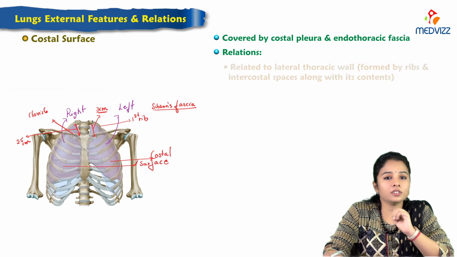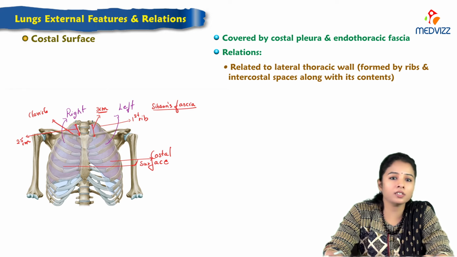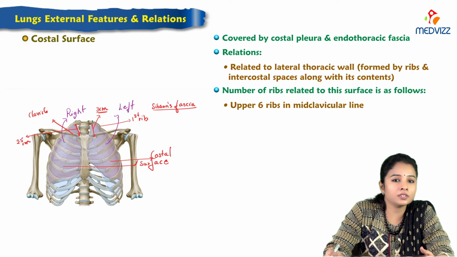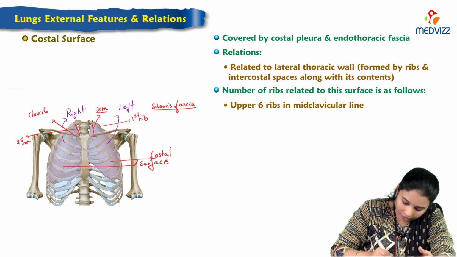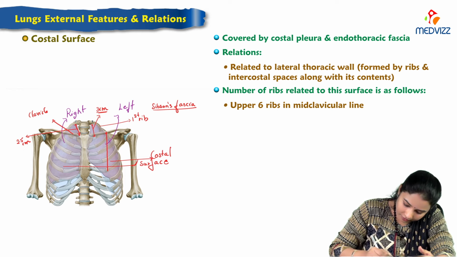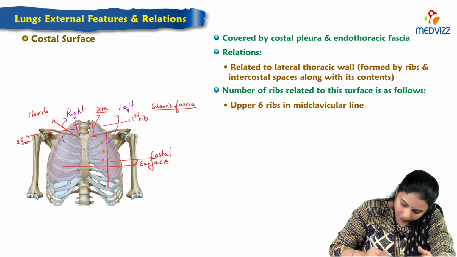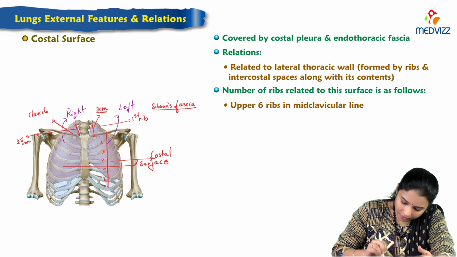So the costal surface is related to the lateral thoracic wall, and to the ribs and the intercostal spaces along with its contents. The ribs related to this costal surface are the upper 6 ribs in the mid-clavicular plane. So here is the mid-clavicular plane. If we draw a line, upper 6 ribs means 1st, 2nd, 3rd, 4th, 5th, 6th ribs are related to the mid-clavicular plane.